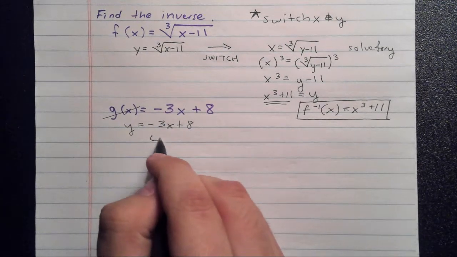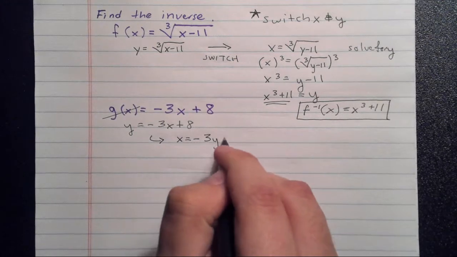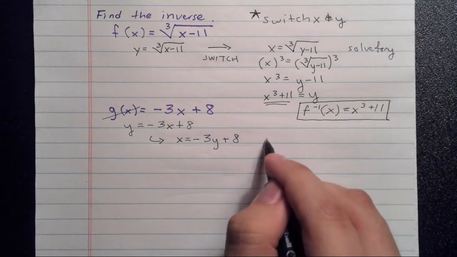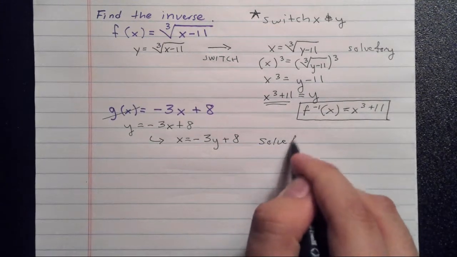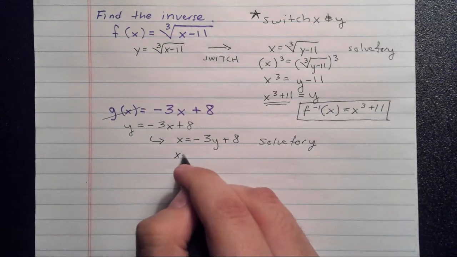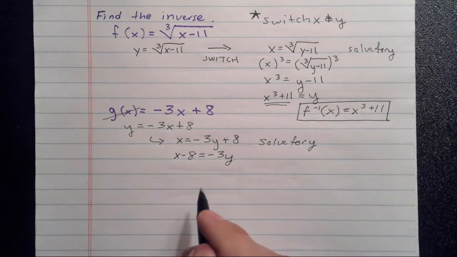Alright, so if I switch the x and the y here, what will I get? I will get that x is equal to negative 3y plus 8. And again, I'm going to solve for y. So I will subtract 8, and I will divide by negative 3.